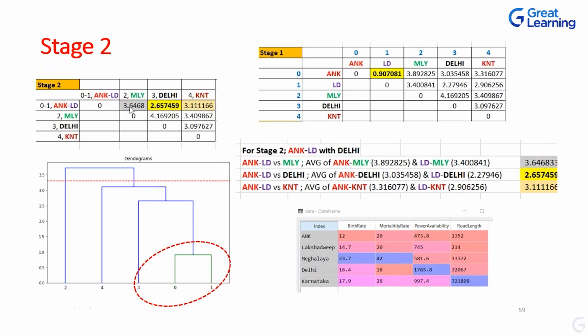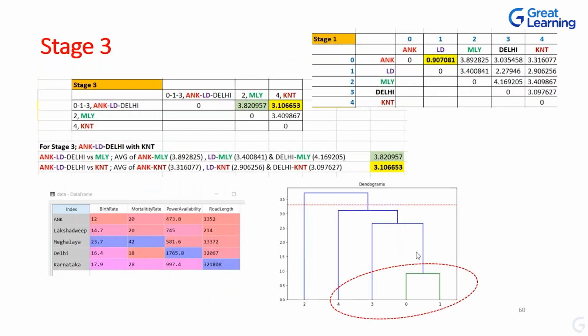We will try to find out the lowest, where lowest is here. Meaning thereby, now Delhi is going to be connected with this cluster. So you see 0, 1, 2, 3. Indexing starts at 0. So Delhi is going to be connected. Good. We will have differences in number of allocations by K-means and by hierarchical. Different.